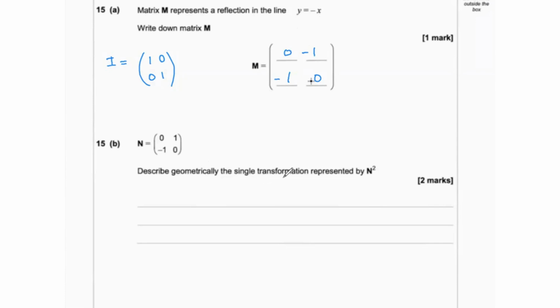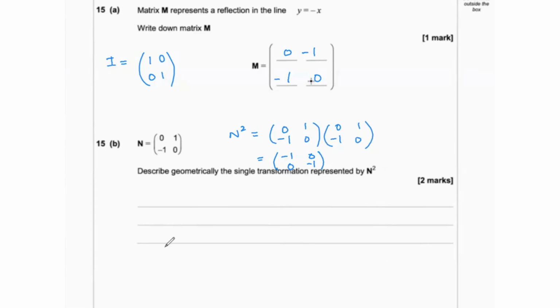Describe geometrically the single transformation represented by M squared. So first we multiply the two. So M squared is going to be 0, negative 1, 1, 0 times 0, negative 1, 1, 0. That's going to give us 0 times 0 is 0, plus 1 times negative 1, so negative 1. 0 times 1 is 0, again 0. Negative 1 times 0, again 0. Negative 1 times 1, negative 1, and 0 times 0. So this is what M squared is.